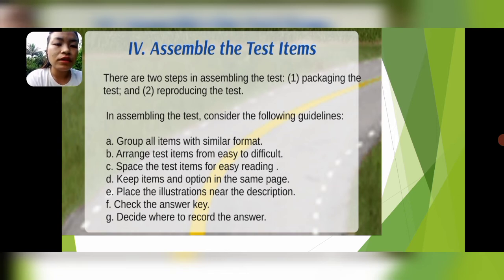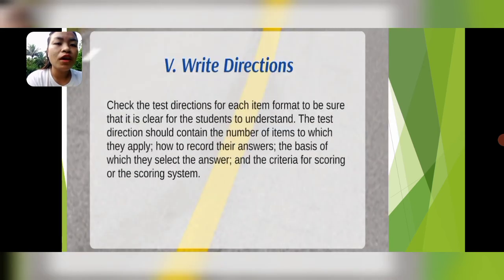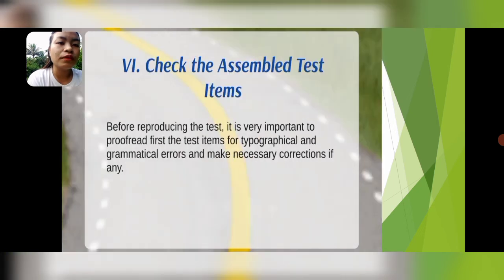E, place the illustration near the description. F, check the answer key. G, decide where to record the answer. Five, write directions. Check the test direction for each item format to be sure that it is clear for the students to understand. The test directions contain the number of items to which they apply, how to record the answer, the basis on which to select the answer, and the criteria for scoring or the scoring system.